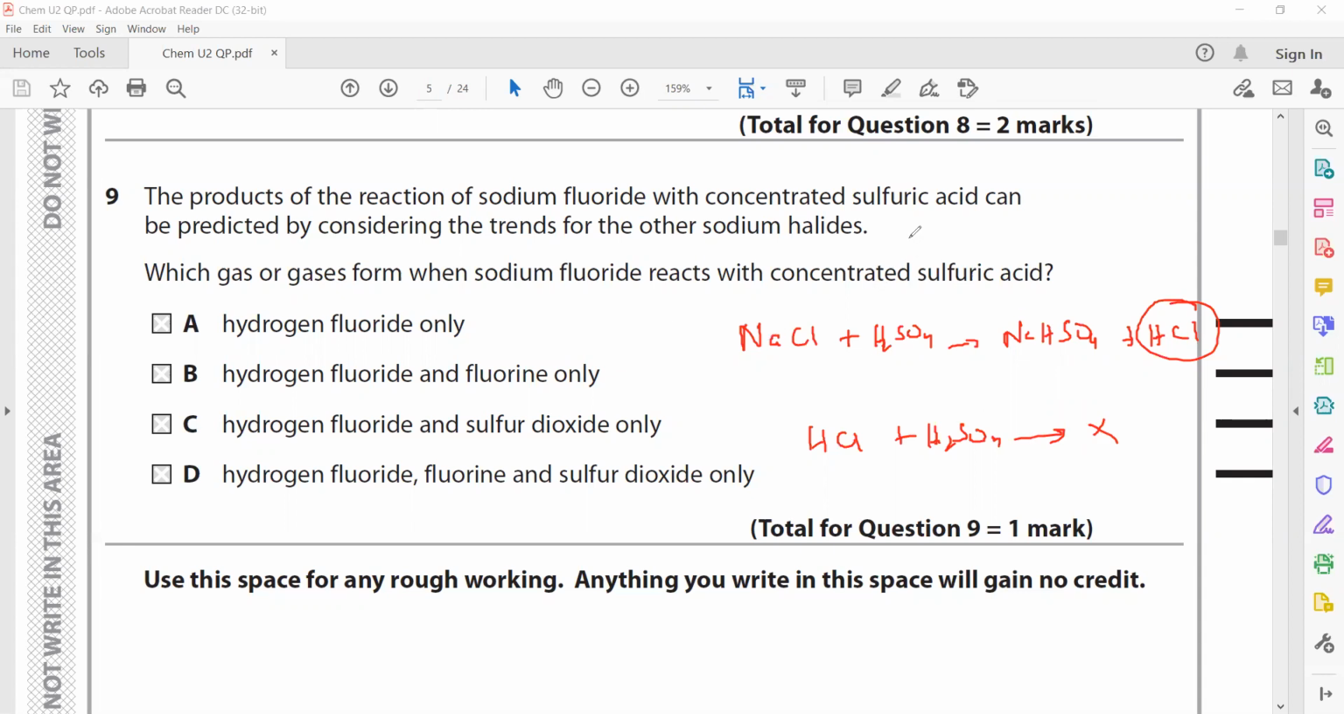Same thing, if we have sodium fluoride, the same trend will follow. The only product it will form is hydrogen fluoride, because it cannot reduce the sulfur to a lower oxidation number. As we move, iodide ion is a good reducing agent compared to bromide ion, and bromide is a good reducing agent compared to chloride, and chloride is a good reducing agent compared to fluoride ion.